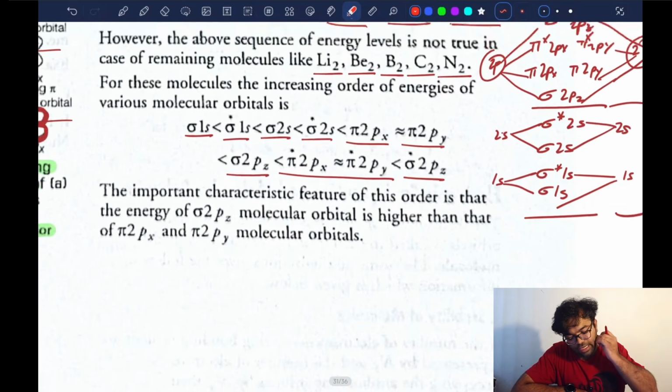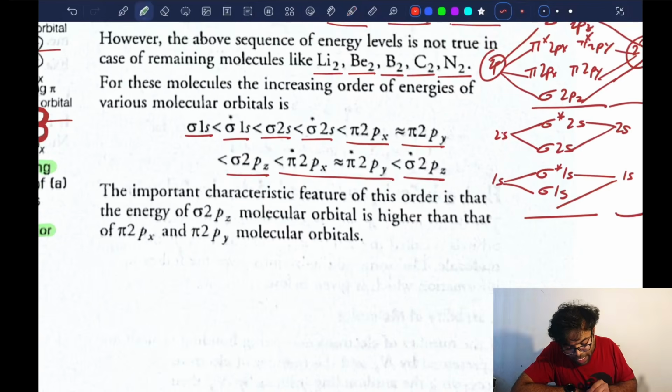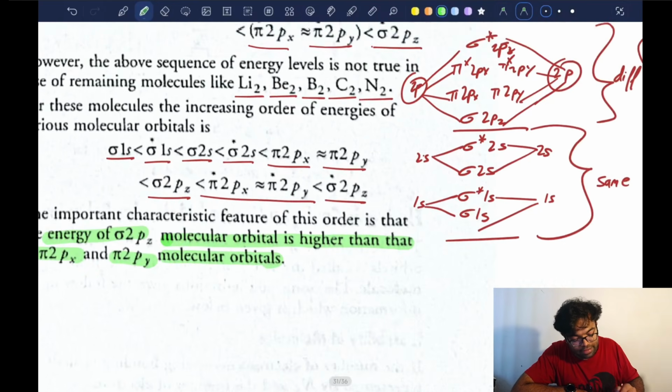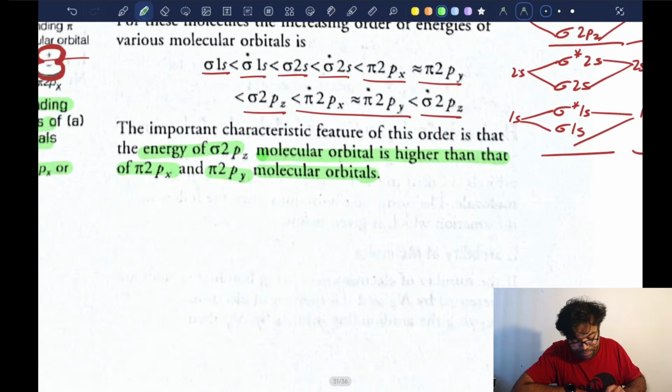Now, important characteristic features of this order. Why is it so important? It is that the energy of the sigma 2pz molecular orbital is higher than that of the pi 2px and pi 2py molecular orbitals. Okay, then sigma is greater than pi.